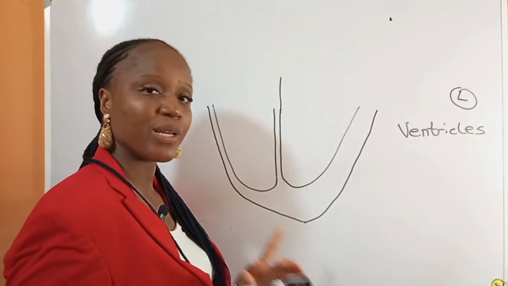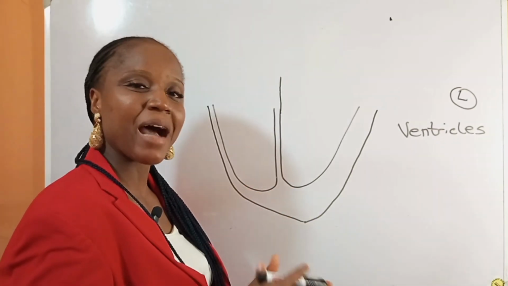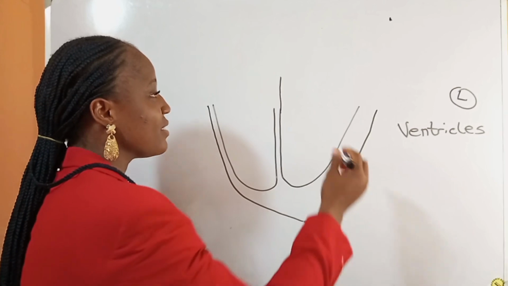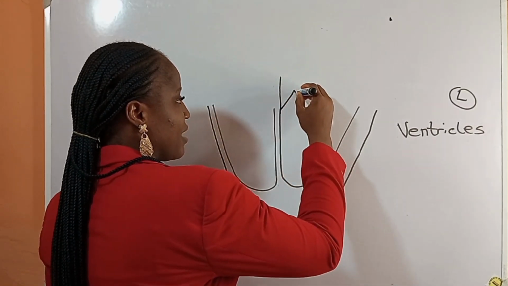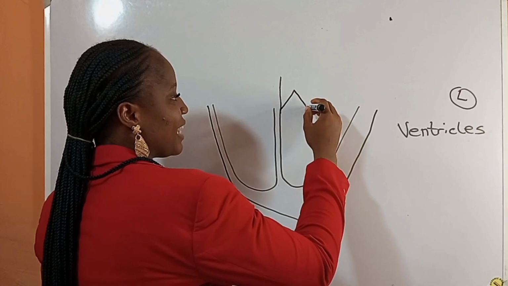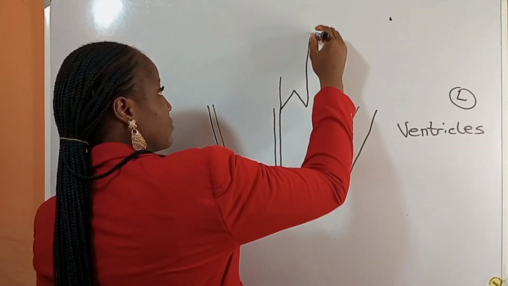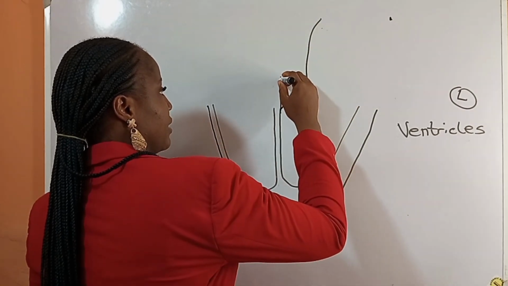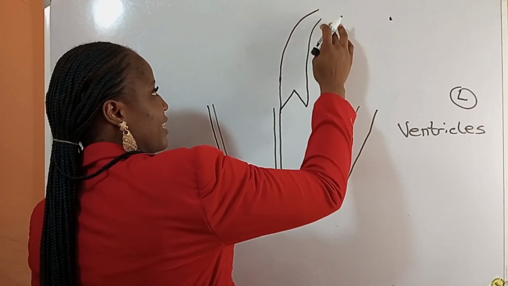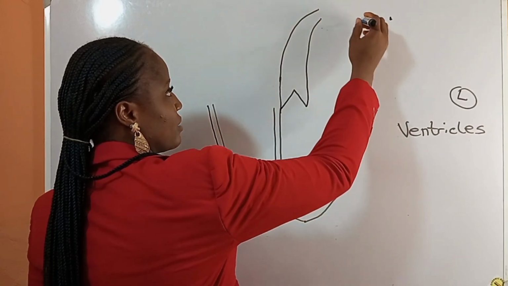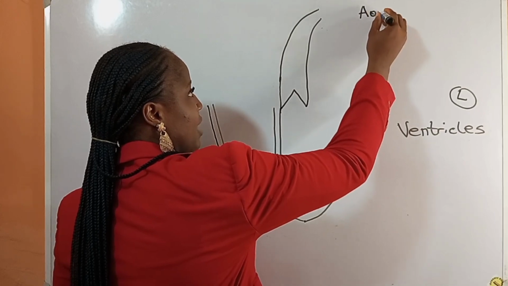Alright, the heart, we know, is a four-chambered organ. Now let's begin to insert some arteries leaving the heart. At this point, there is a valve pointing upwards, and this valve is guiding a very big vessel. The valve guides a very big vessel, and this vessel is known as the aorta.